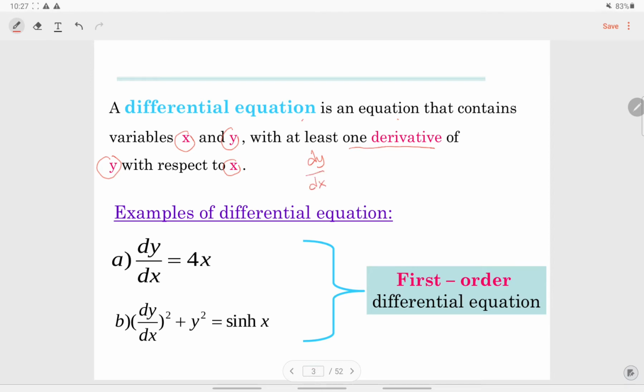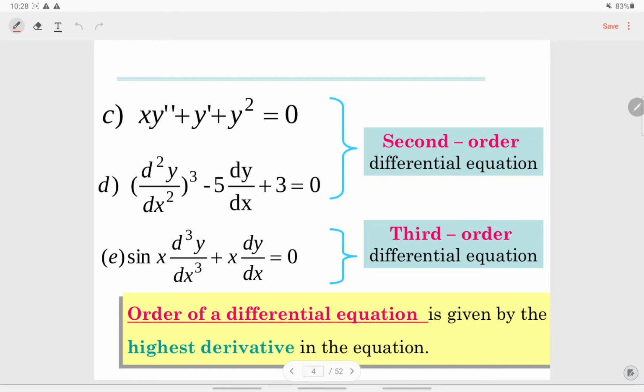Example of differential equation: for the first order, dy over dx equal to 4x. This is the first order. And then for b, the derivative is also 1 here, dy over dx. So this is first order. This is the degree, plus y squared plus hyperbolic sine x.